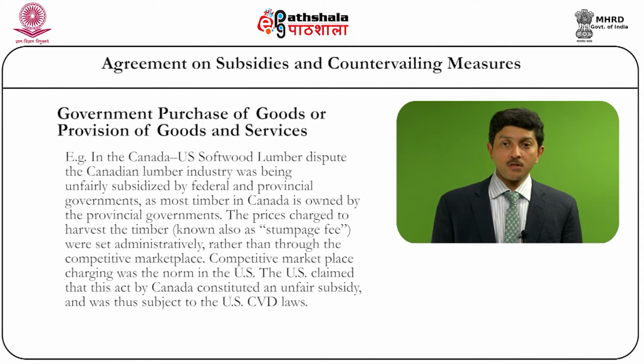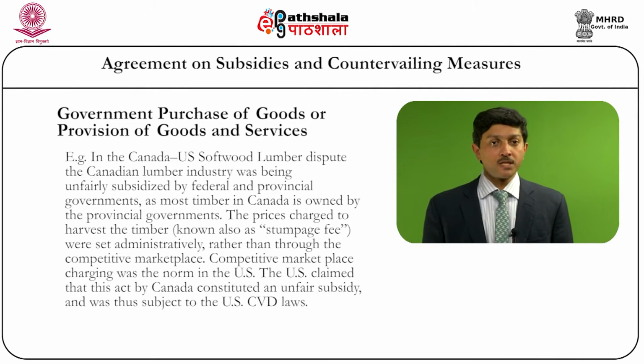The price charged to harvest the timber is known as a stumpage fee, and it was set administratively rather than through a competitive marketplace mechanism. The competitive marketplace charging was the norm in the United States, which was the neighboring market. So the US claimed that this act of setting the stumpage fee by Canada constituted an unfair subsidy within the meaning of this particular clause of the Subsidies agreement.